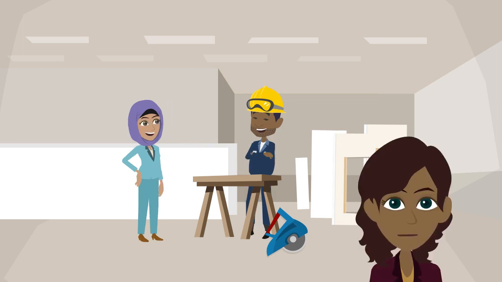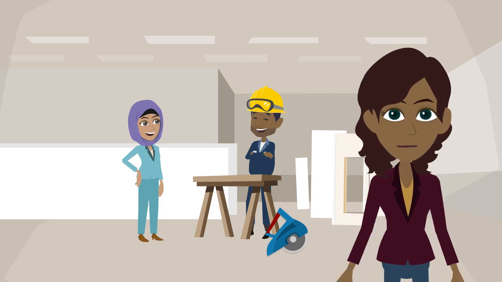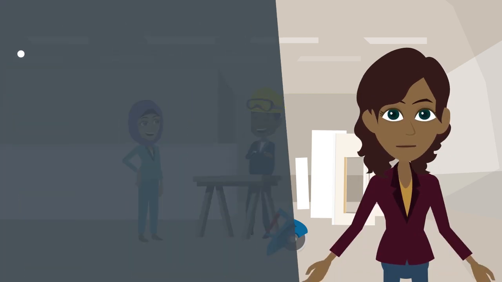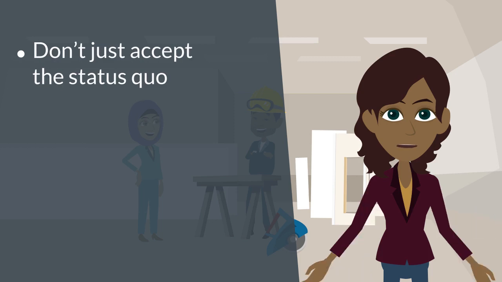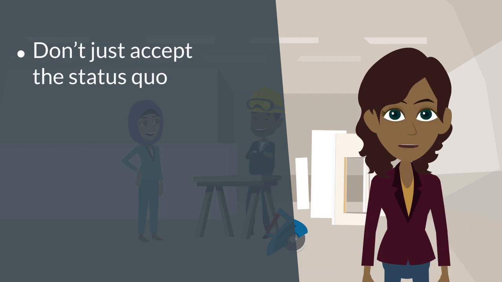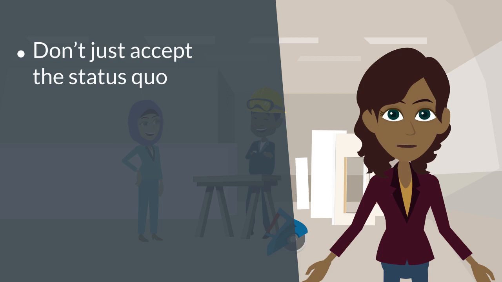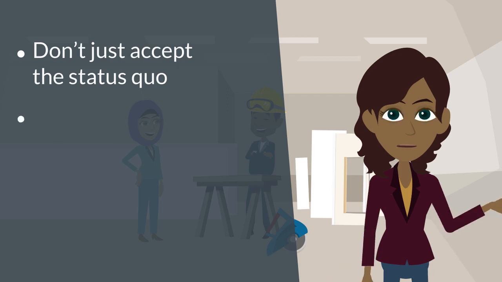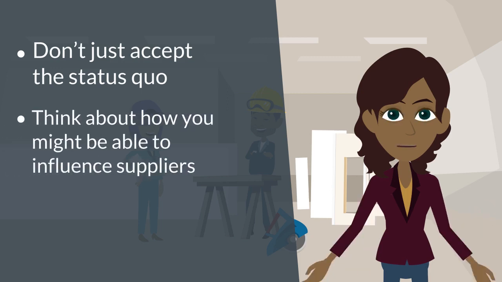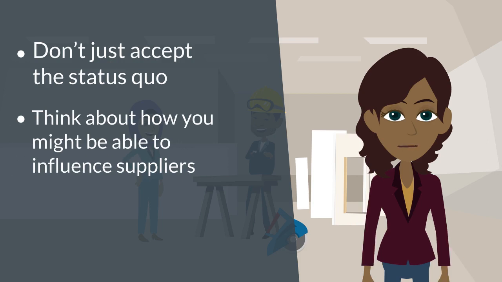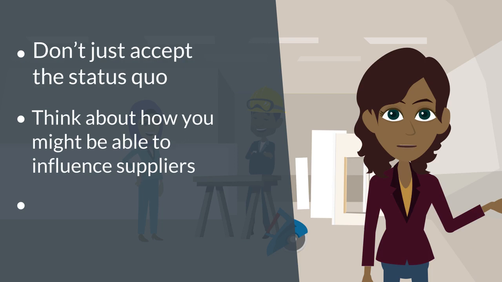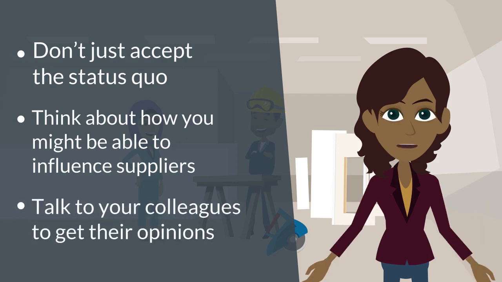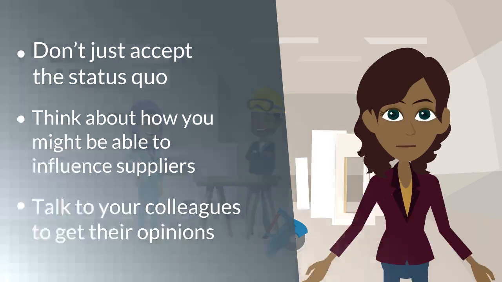Thanks, Errol. So, what can we learn from Errol's waste conundrum? Don't just accept the status quo. If you notice a wasteful practice, think about how you might be able to solve it. Don't be afraid to innovate and don't be afraid to speak up. Think about how you might be able to influence suppliers. You are their customer after all. Talk to your colleagues to get their opinions. Your contributions are extremely valuable and everyone's opinion is important.